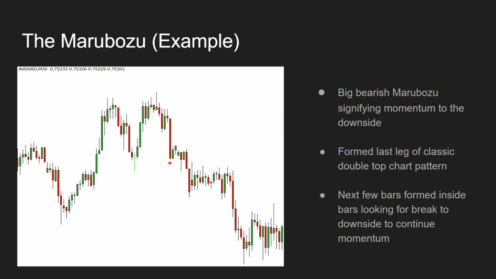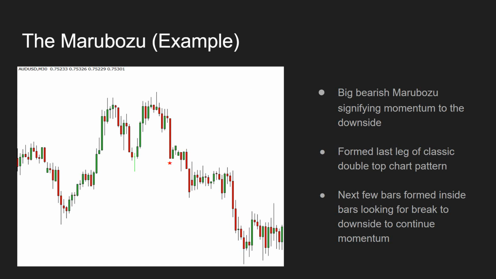So I wanted to go through this particular example because I wanted to try to include other forms of confluence with this, so you can take this and create a story as opposed to just looking at one candlestick pattern. Firstly, the Marubozu signal on the chart is signified by this star symbol. So every time you see a star signal, you are referring to a Marubozu. Now you can see here that this is a very big bearish Marubozu, which is signifying momentum to the downside.